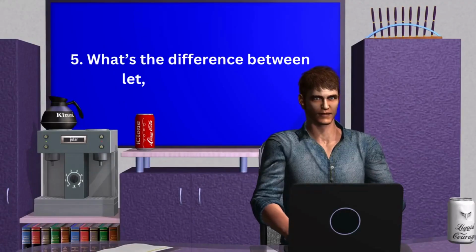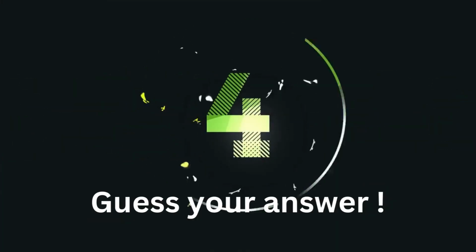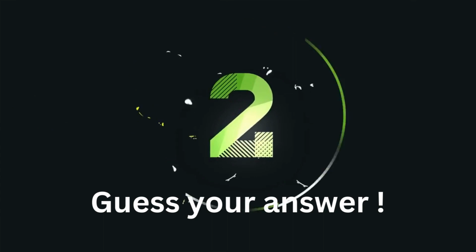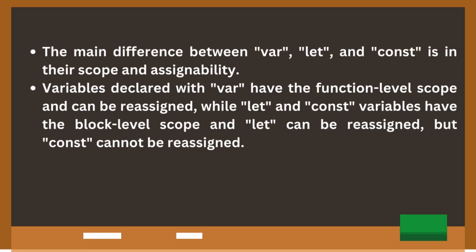5. What's the difference between let, var and const? The main difference between var, let, and const is in their scope and assignability. Variables declared with var have the function level scope and can be reassigned, while let and const variables have the block level scope and let can be reassigned, but const cannot be reassigned.